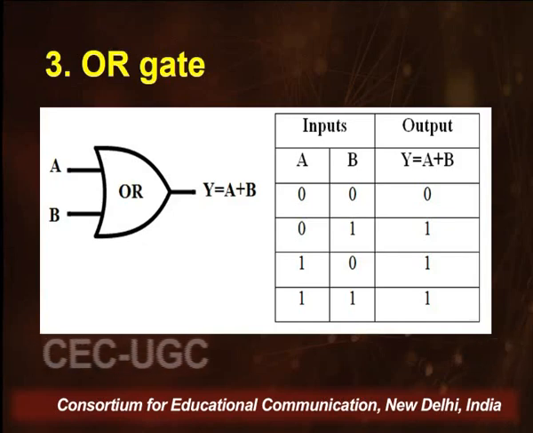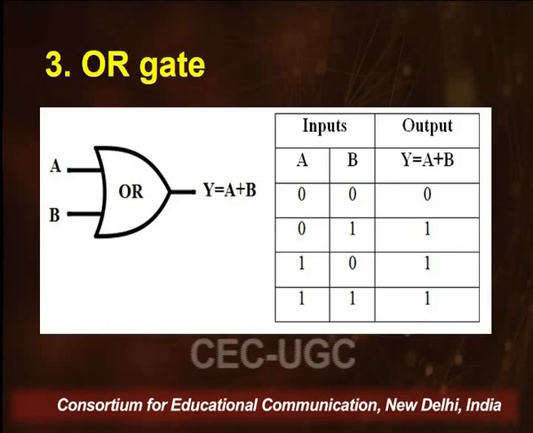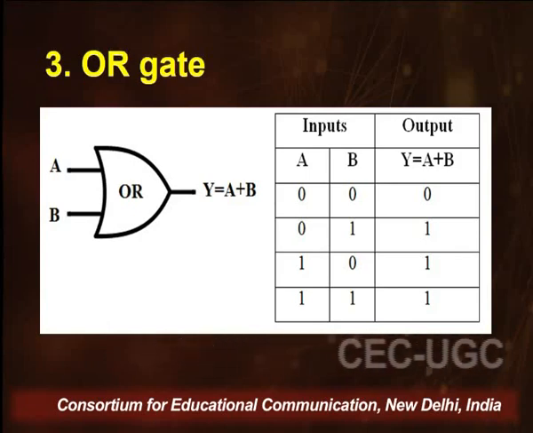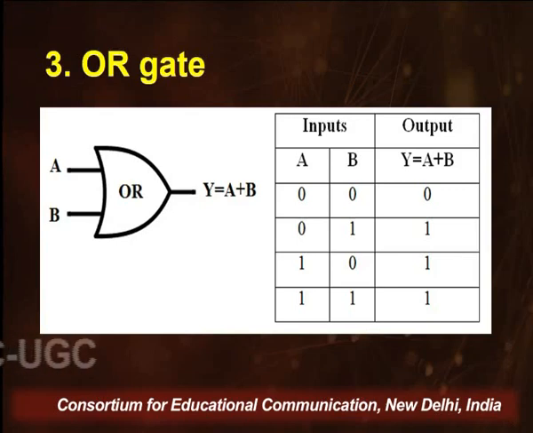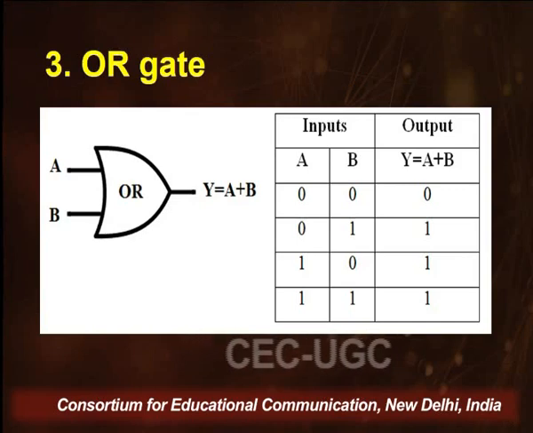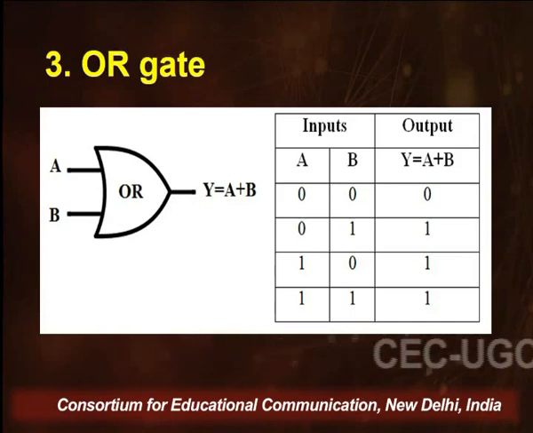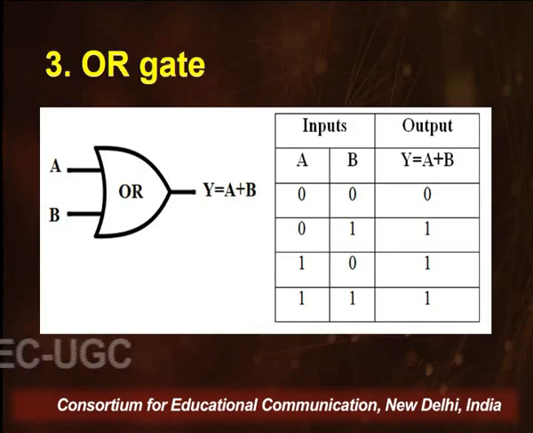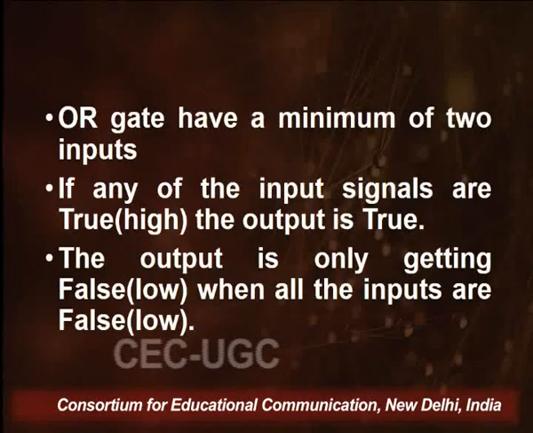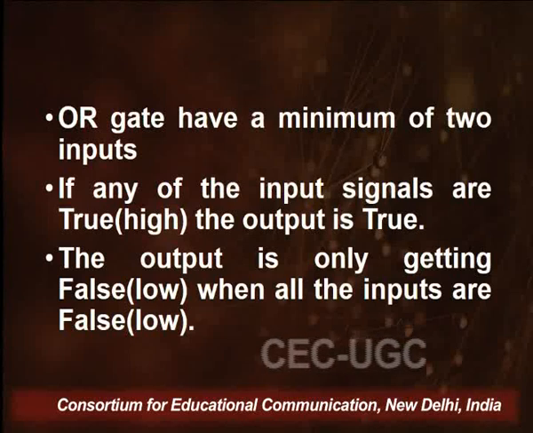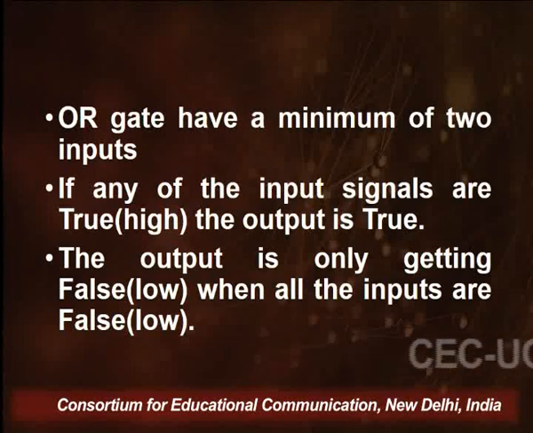Now, if you look at this table of output, or the column of output in the truth table, you will realize that you get a value 0 as an output when both the inputs are 0. Even if one input is a 1 or a true or a high, whichever you want to call it, the output would be a 1. So, how do I conclude? The OR gate has a minimum of 2 inputs. If any of the input signals are true or high, the output is going to be true.